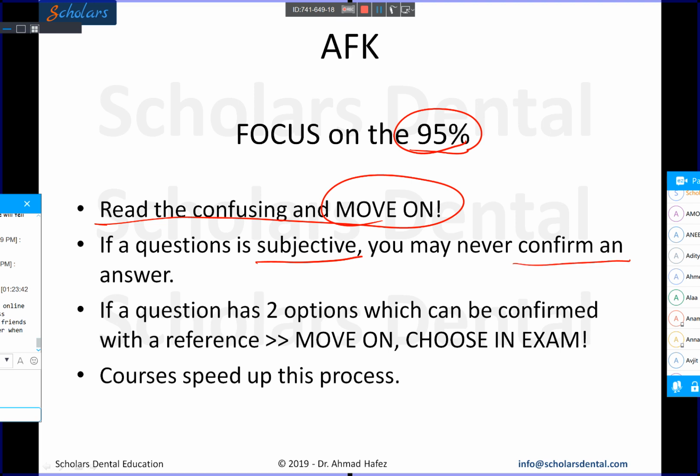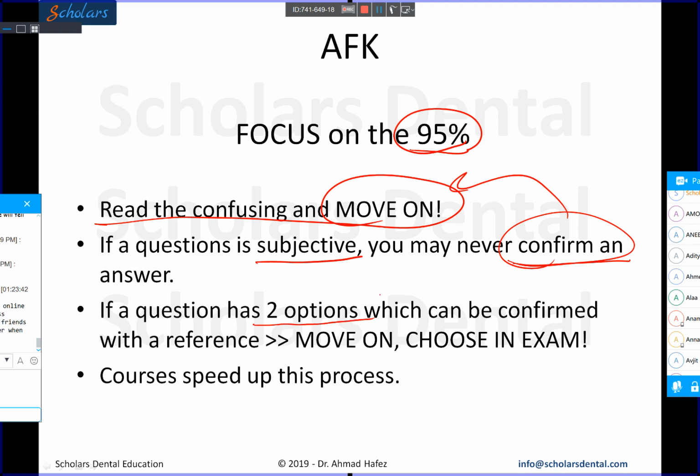Sometimes these come in a way where it's like, how do you repair a certain filling? Well, I could do this and that. So I don't know which one's right. They're both correct. It may feel that way. But you know what? You may never confirm anything. So just move on to the next question. Don't waste your time on one specific question.